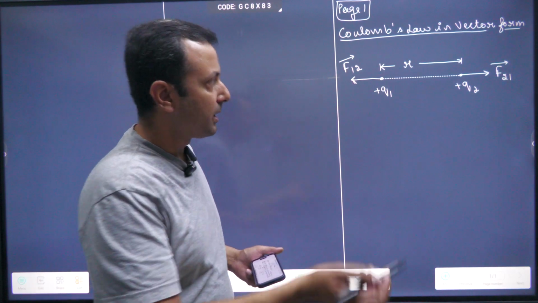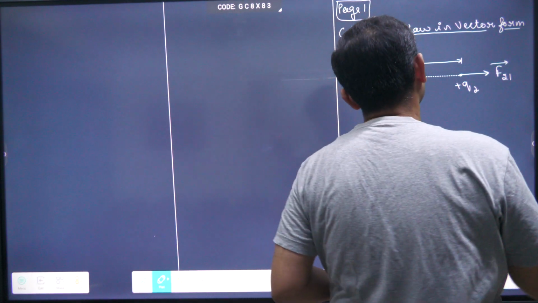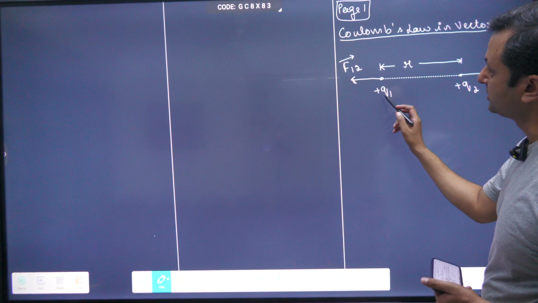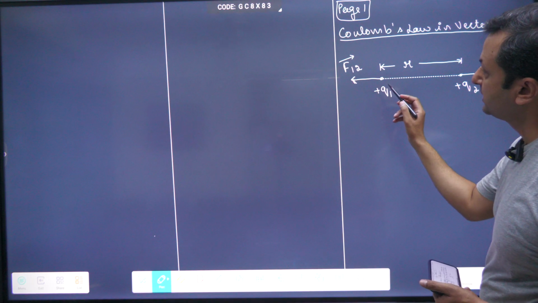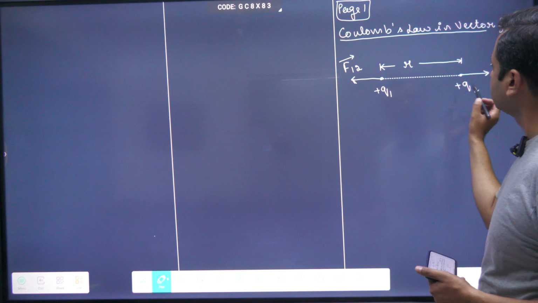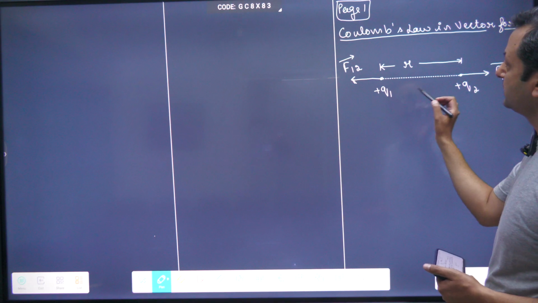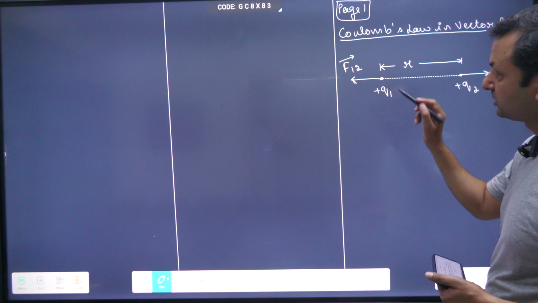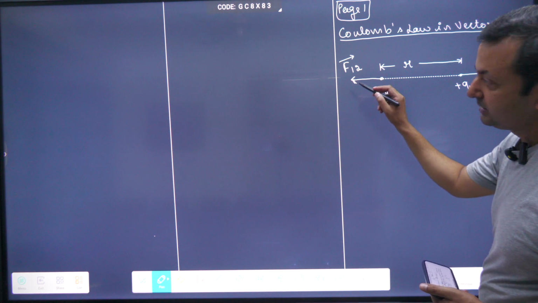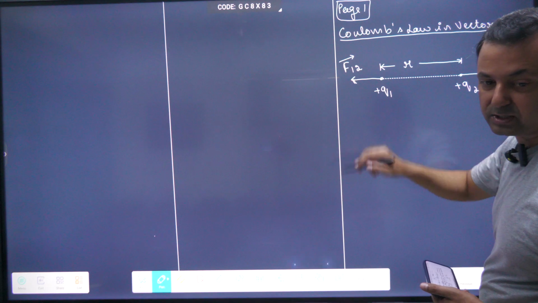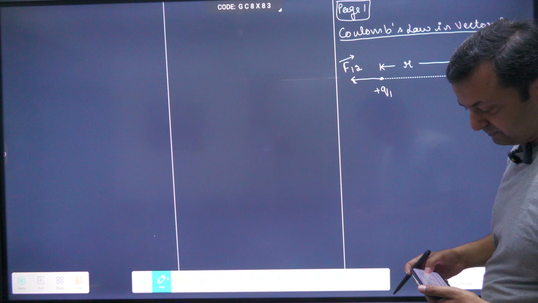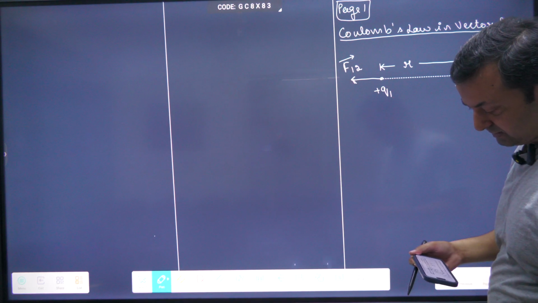Again, let us see another thing: this Q2 charge will also repel this Q1 charge. So force is experienced by charge 1 and this force is provided by charge 2. This charge 2 is repelling this charge 1. That's why we have written F12 vector. Force is experienced on charge 1 and it is due to charge 2. Is it clear? Yes. Okay.